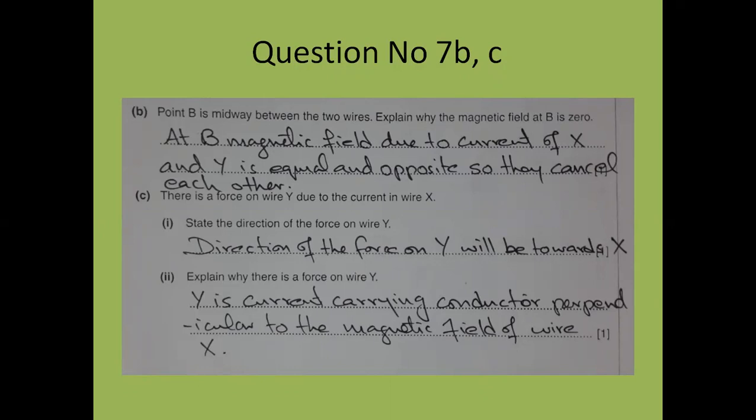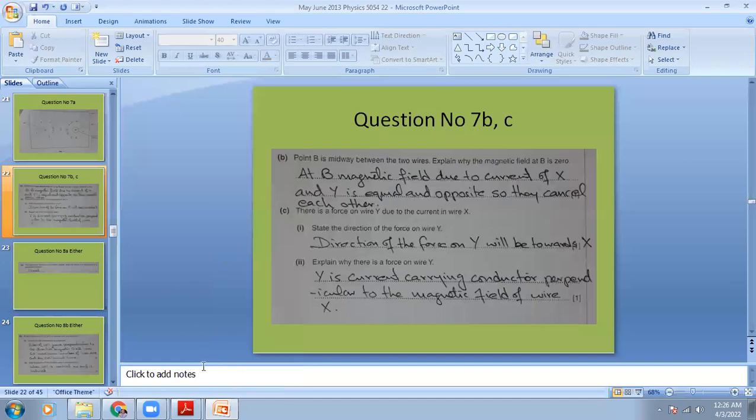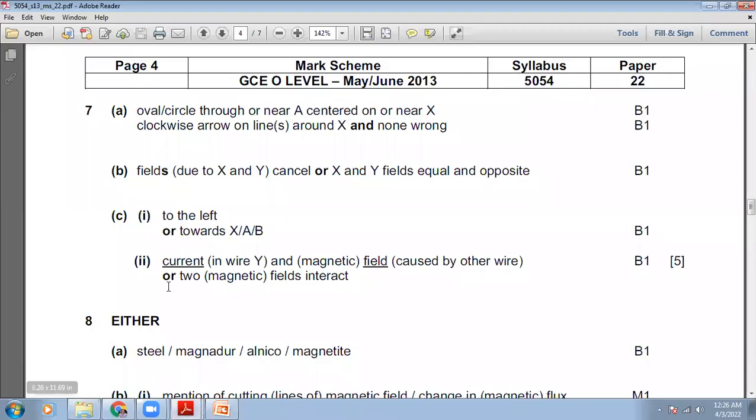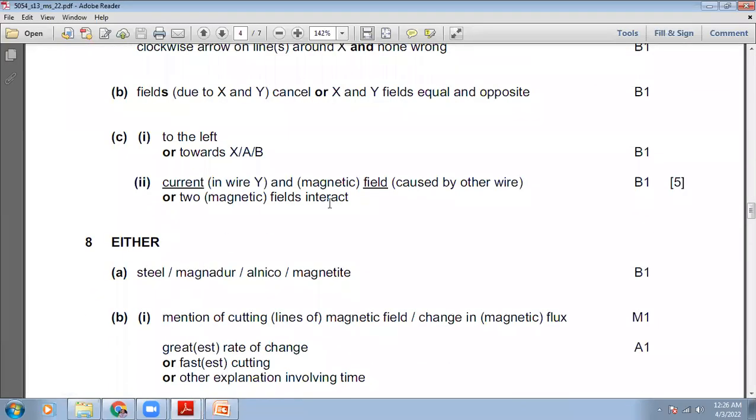Explain why there is a force on the wire Y: because Y is a current carrying conductor perpendicular to the magnetic field of the wire X. That's why it is experiencing the motor effect. It is experiencing a force. So let me show you the marking scheme. So our answers are right.